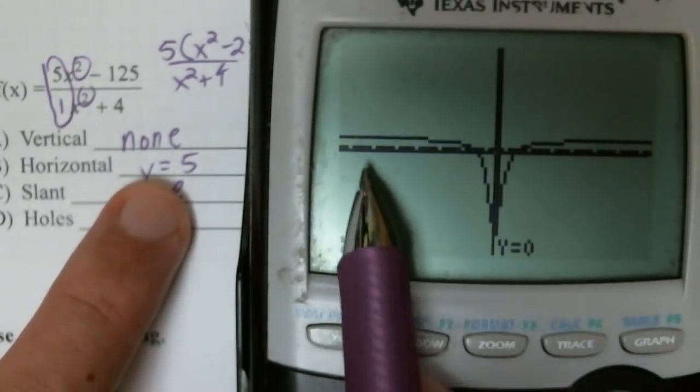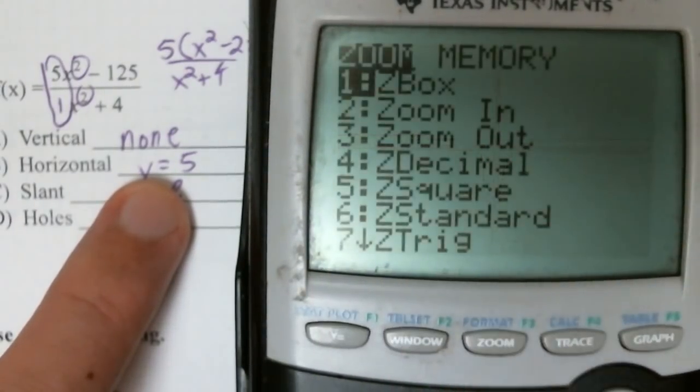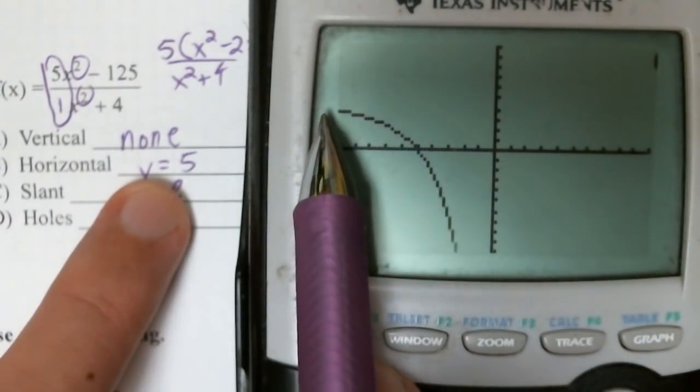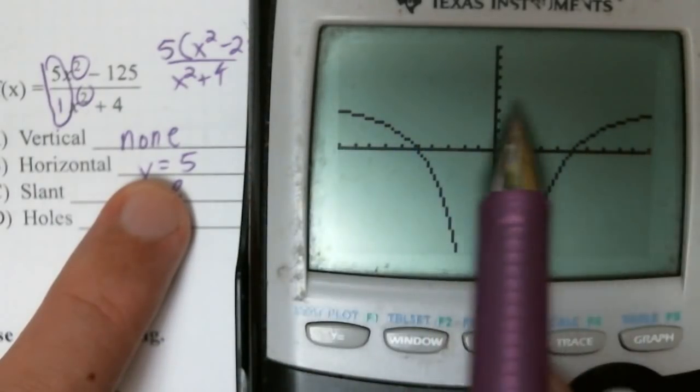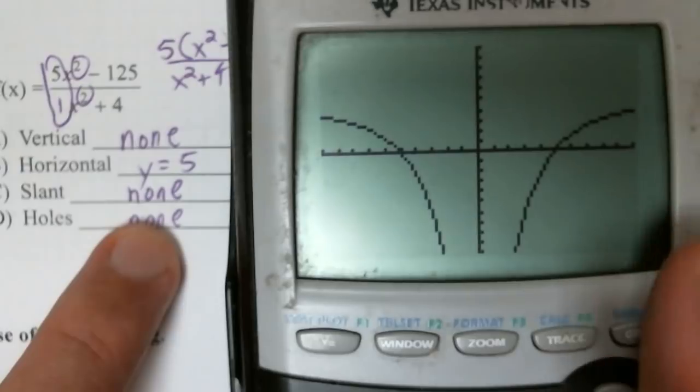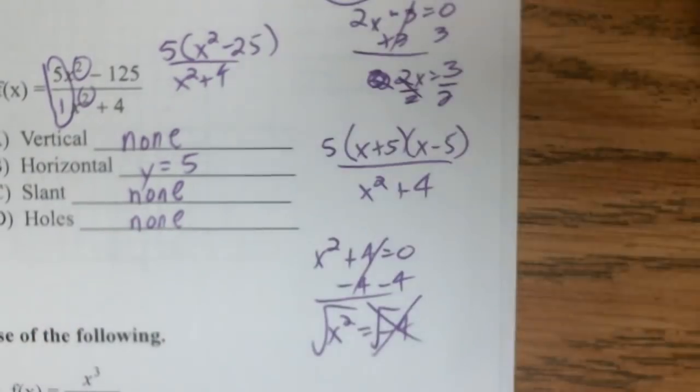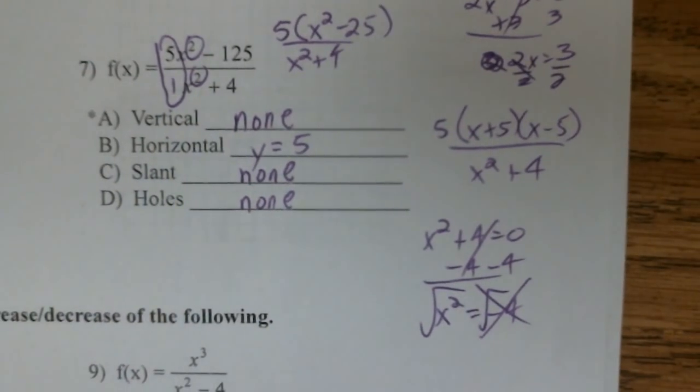My horizontal asymptote is at y equals 5. If I go back to my standard window, I should have an imaginary line. Yep, that makes sense, right there, horizontal. Visible line at y equals 5, no slant asymptote, no hole. Okay, so let's go on to the next one.